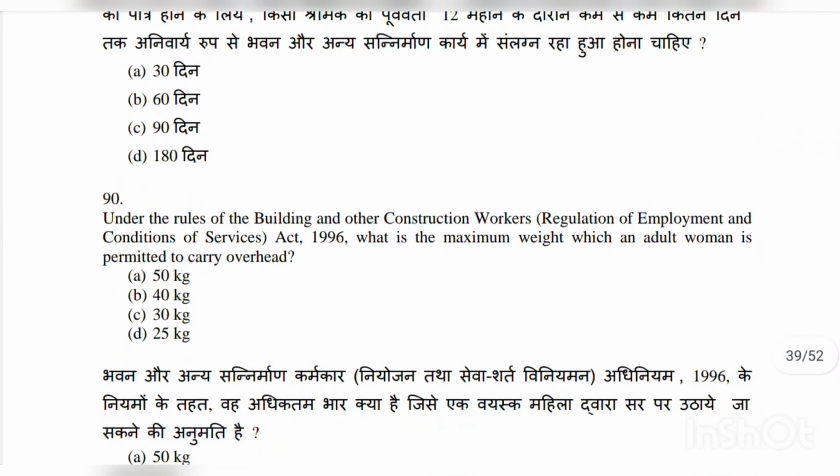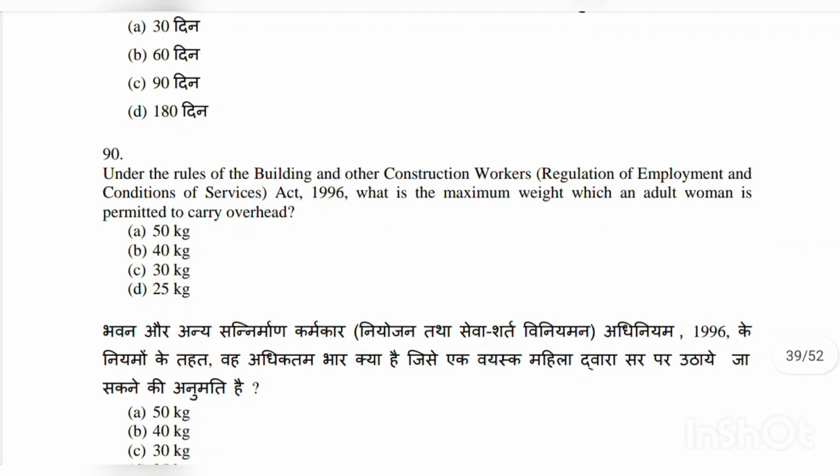Under the rules of the Building and Other Construction Workers Act, what is the minimum weight which an adult woman is permitted to carry overhead? That is 30 kg. In case of an adult man, that is 55 kg. An adult woman is permitted to carry, the answer is 30 kg.